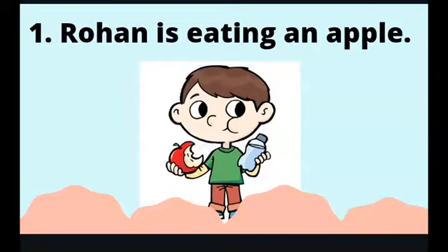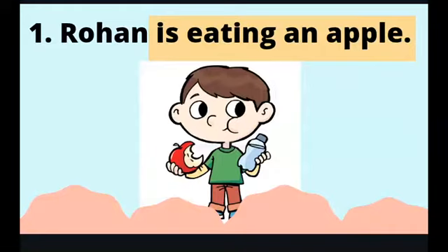So let's get started. The sentence here is Rohan is eating an apple. I'll read the sentence 2 times. Rohan is eating an apple. And the answer is: eating an apple is the predicate, whereas the rest part of the sentence is the subject. I hope you have underlined the predicate correctly.